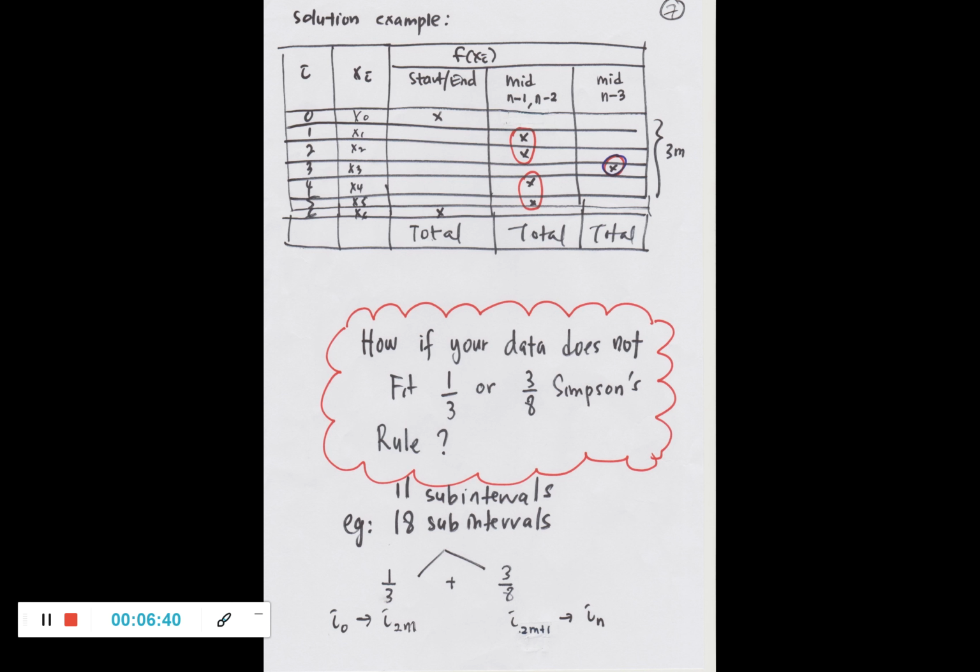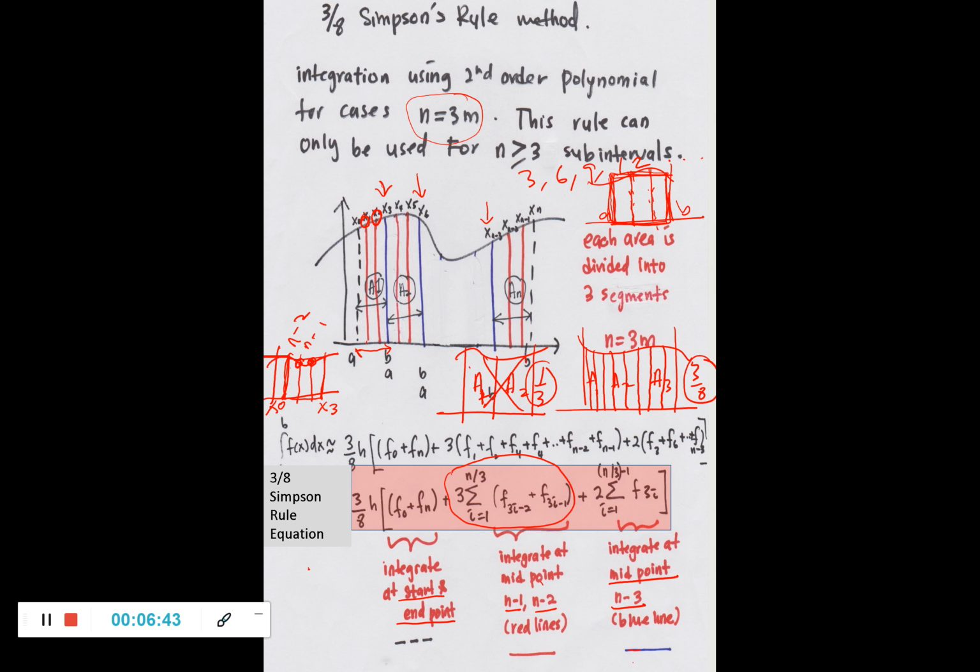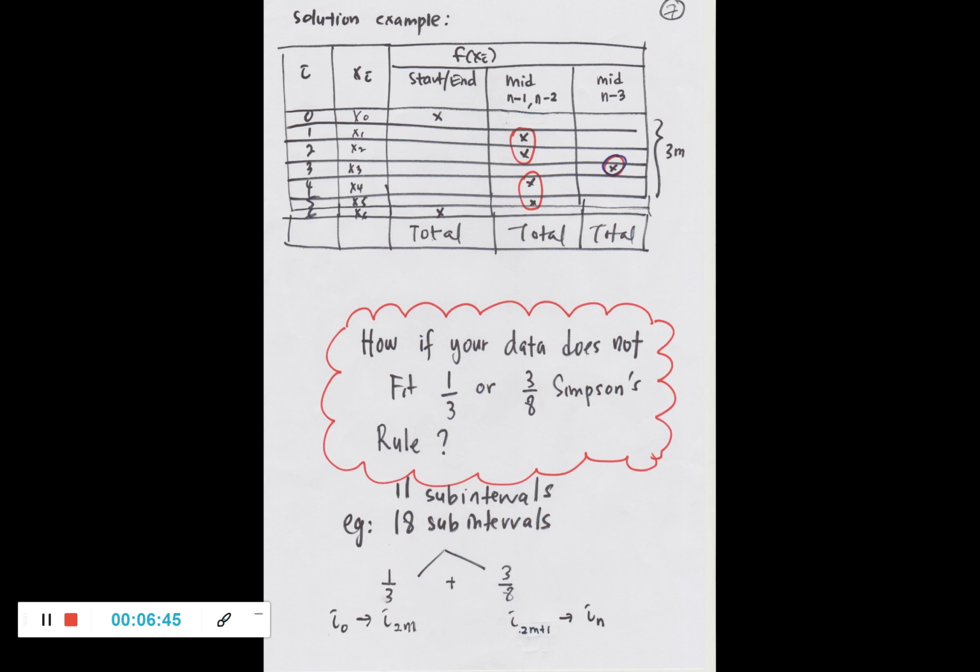Cuma bezanya kat sini, let's say saya pecahkan 3 segmen. Let's say table ini adalah graf yang mana saya pecahkan kepada 3 segmen. Let's say this is the area yang saya nak cari, A sampai B. Saya pecahkan kepada 3 bahagian, dan setiap satu bahagian ni saya kena createkan 3 subsegmen dengan nilai h yang sama. So pada start and end point is pada titik ini dan ini.